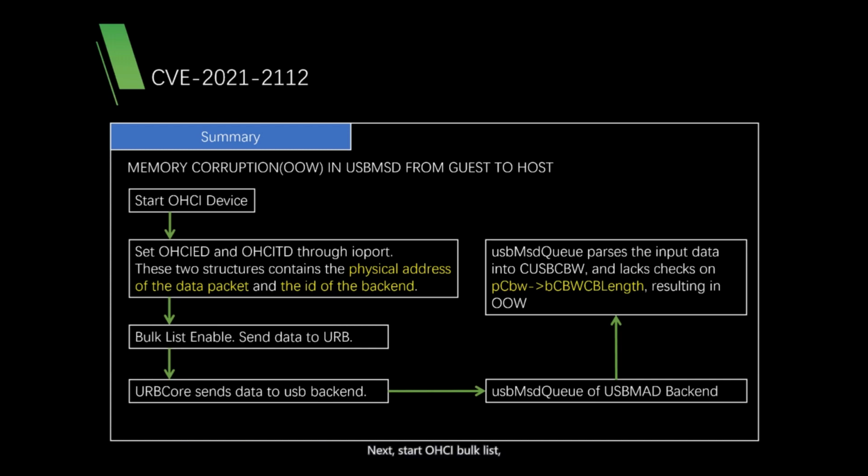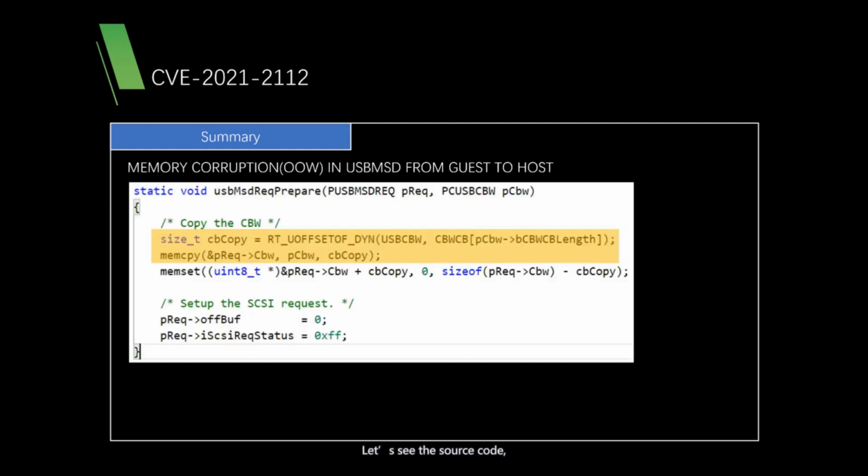Next, start the OHCI block list. The controller will read the USB data from the previous physical address. Then OHCI sends the data to the URB core. The URB core marshals the data and calls the quick function of MSD by the backend ID, and sends the marshaled data to it. Finally, when parsing the USB data in the MSD quick function, the length was not checked, resulting in OOW. Let's see the source code.